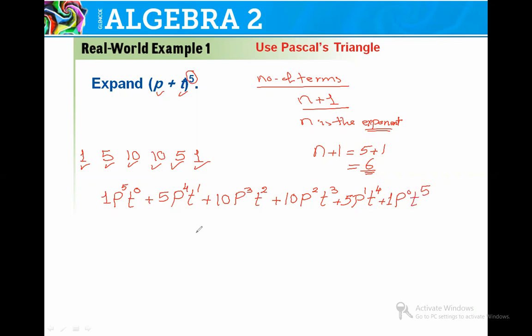We made the expansion. Do we just simplify? Yes, we need to simplify. If we have any number with power 0, it is equal to 1, so we can ignore it.